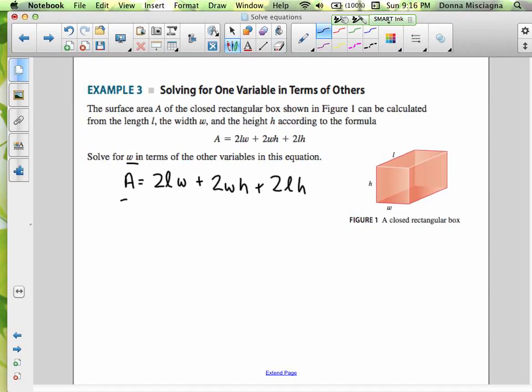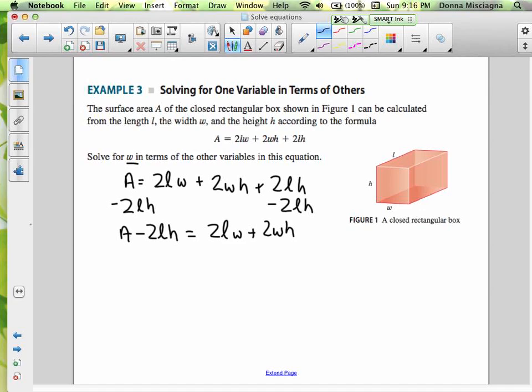We're going to subtract 2 times length times height from both sides of the equation. And that'll give us, on the left side, A minus 2 times length times height. Obviously, we can't combine them. It's not like terms. Equals 2 times length times width plus 2 times width times height.